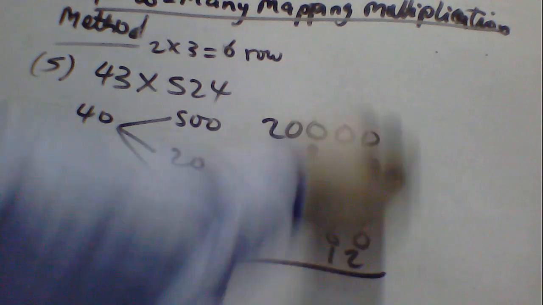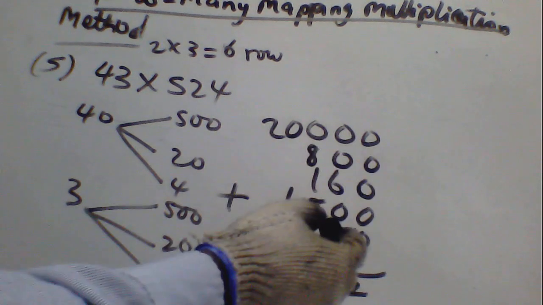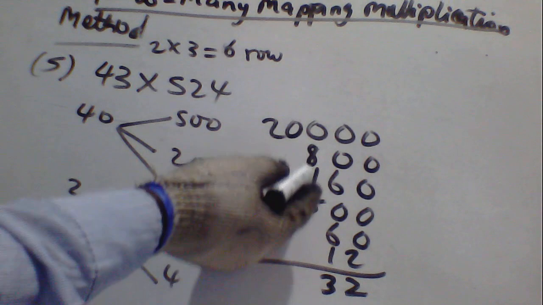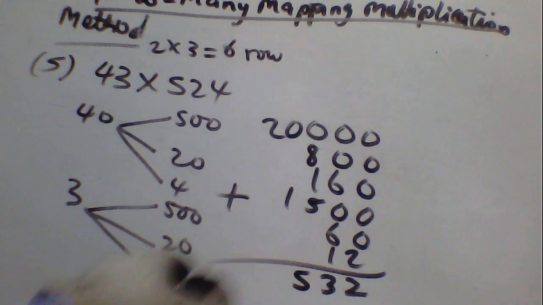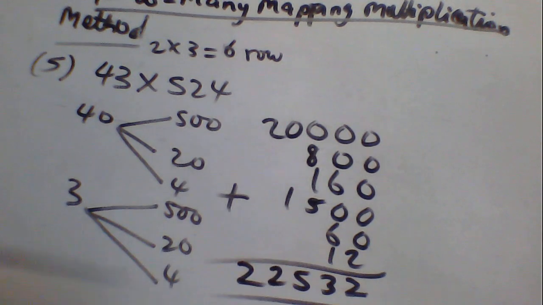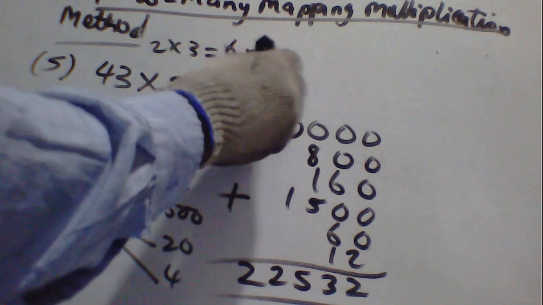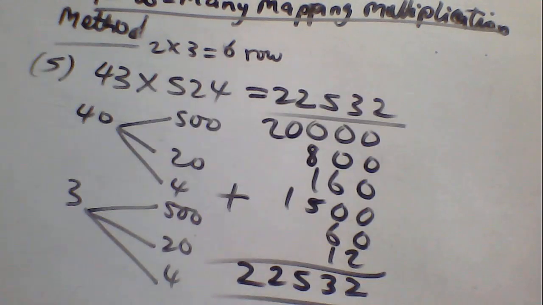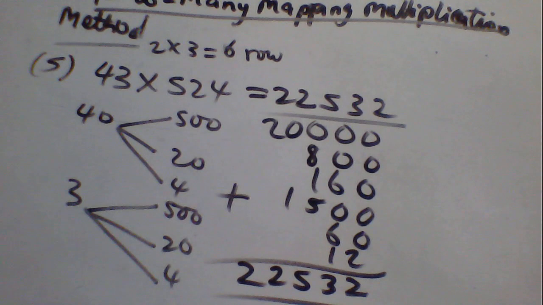So I sum, this gives us 2. 12 plus 1, 3, 13, you carry 1. Put it here, 10 plus 5, 15, I write 5, carry 1. 1 plus 1, 2, I write this 2 down. So multiplying it, you have 2, 2, 5, 3, 2. And that is the answer. So that is it.